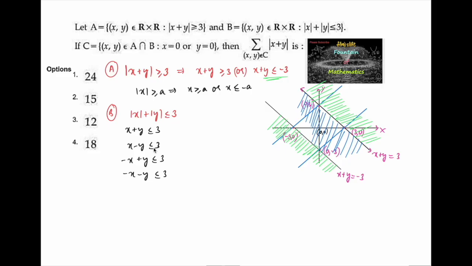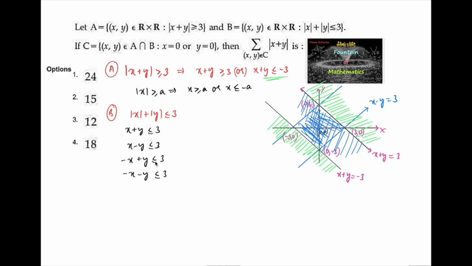And the next line, x minus y less than or equal to 3. With the positive x-intercept and negative y-intercept, here is the line. So x minus y equal to 3 is the line here, and less than or equal to 3 means it satisfies the origin. So we can say the solution will be this side.